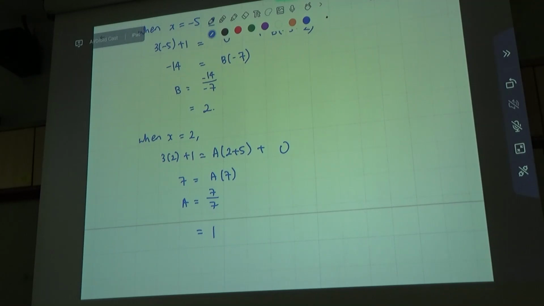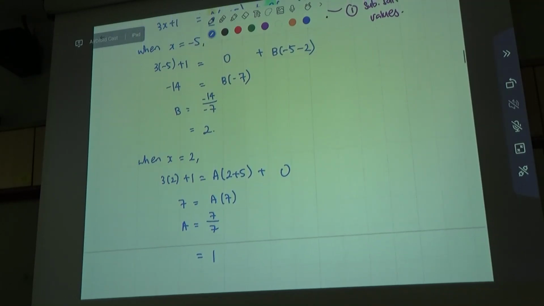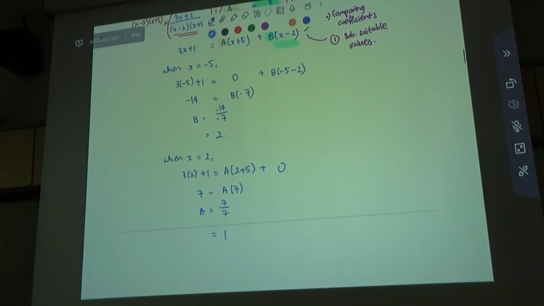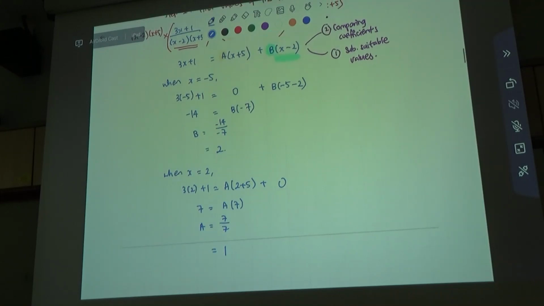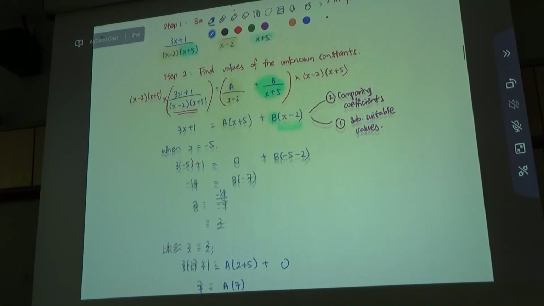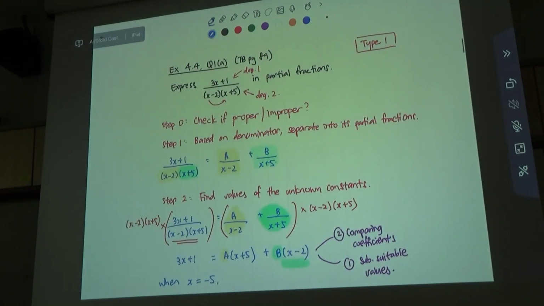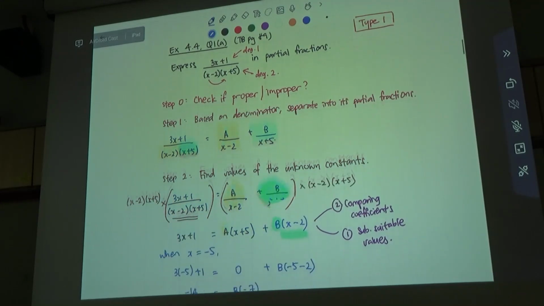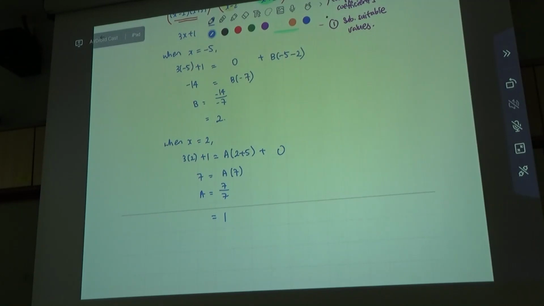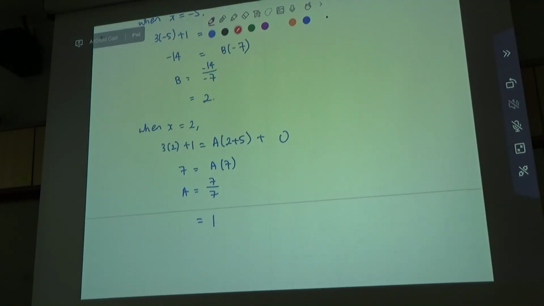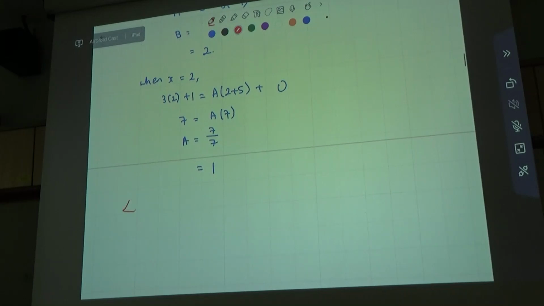I hear a lot of buzz. Just want to check any questions that I may need to take. Okay, so now that we have found a and b already, what is the objective of the question? Was the question asking us to find a and b? No, the question, remember, is asking us to express that into partial fractions. So we have not yet answered the question. You need to remember that we have to answer the question.